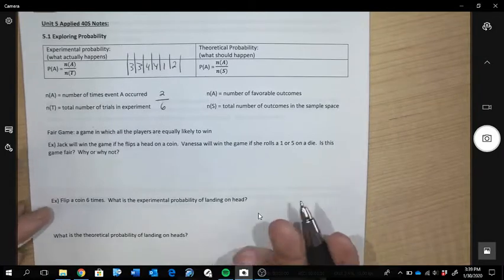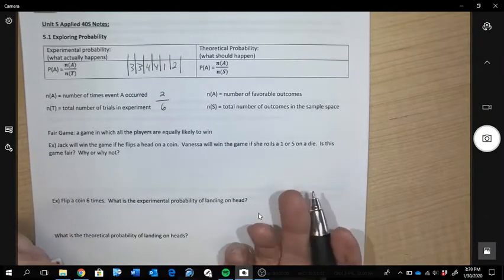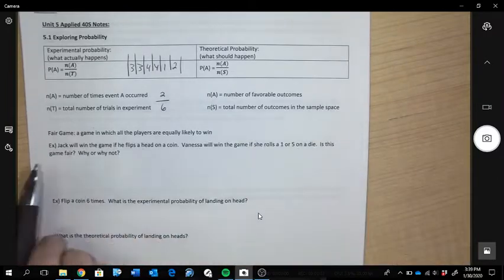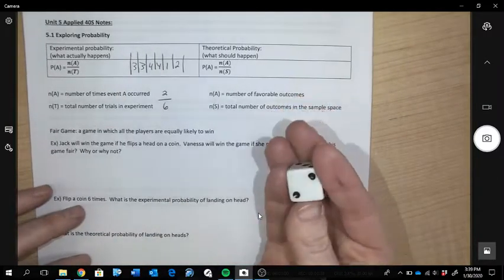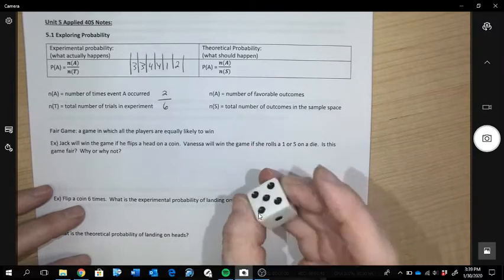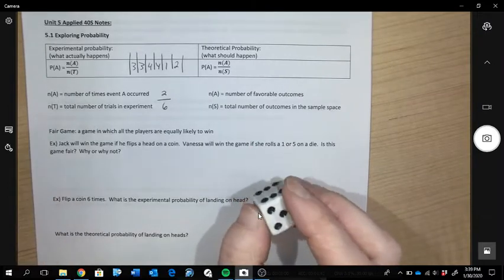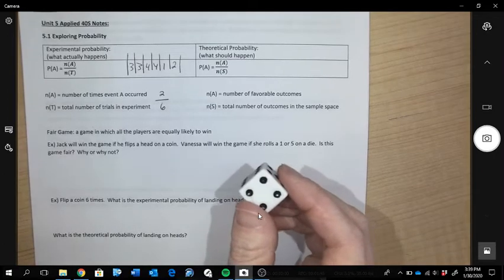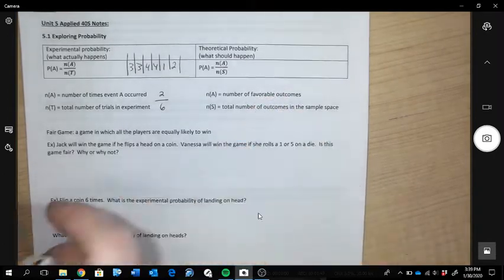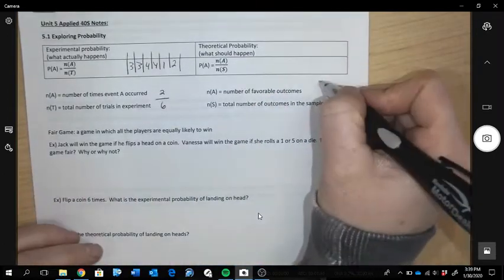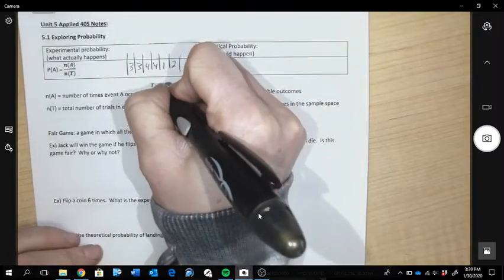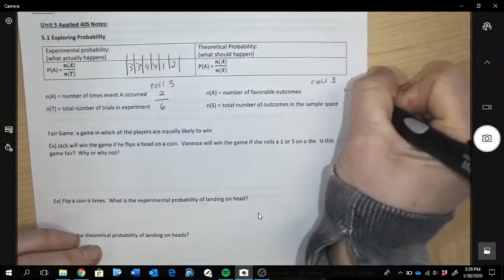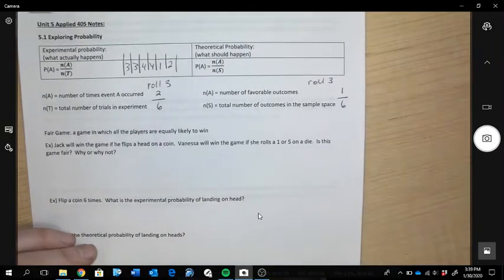Okay, versus the theoretical probability, what should have happened. So on a die, we know that there's 6 possibilities, so there should theoretically be a 1 in 6 chance that each one is occurring. So a 3 should be once out of every 6 rolls.